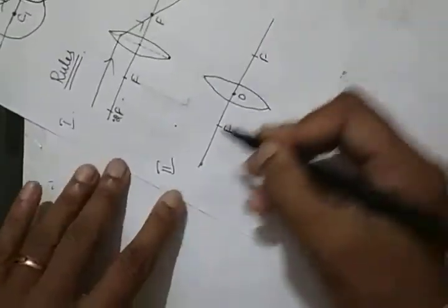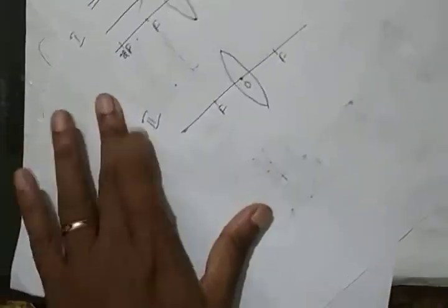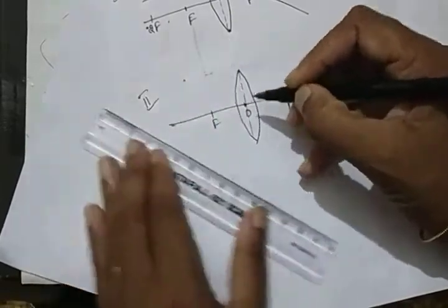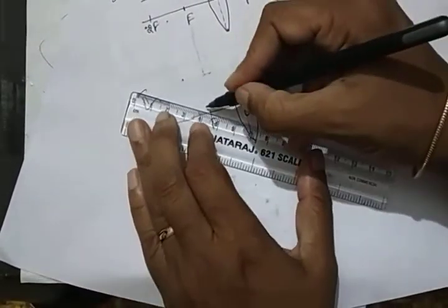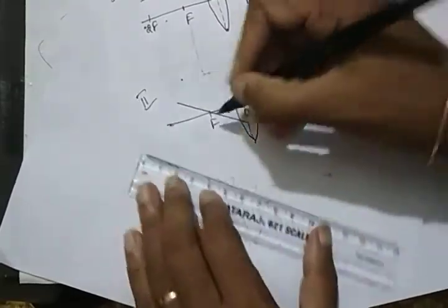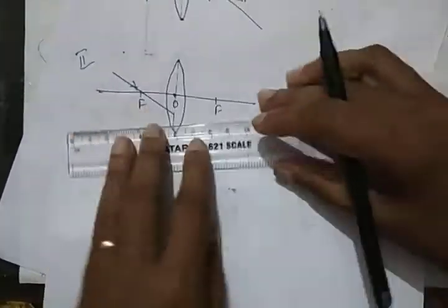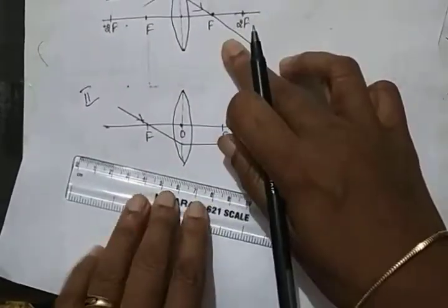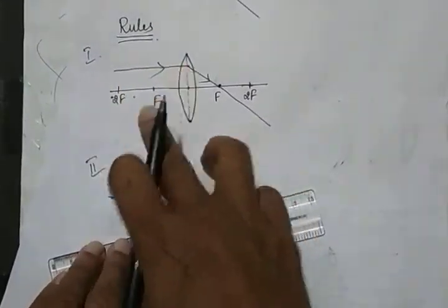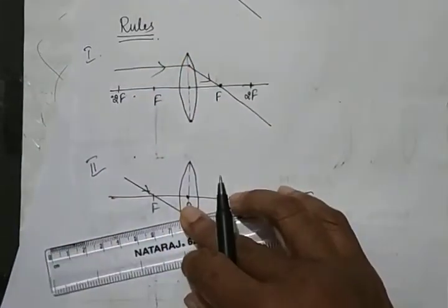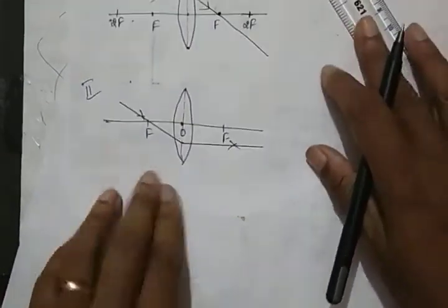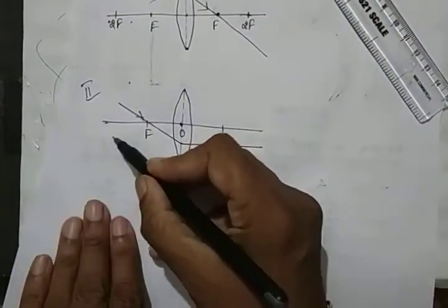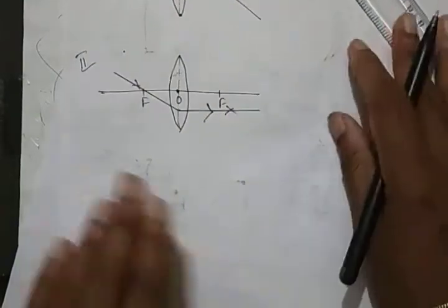Now, if an incident ray is coming through focus, if a principal ray is coming through focus, after refraction, it will go parallel to the principal axis. Just the inverse of this. In this, incident ray was parallel to principal axis, refracted ray went through focus. In this, incident ray is coming through focus and the refracted ray goes parallel to principal axis. Or if you have an incident ray like this, it will go like this.